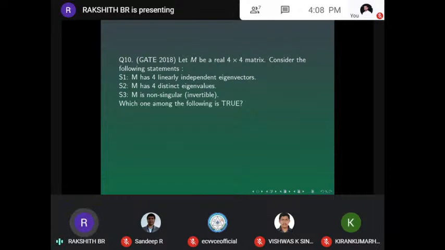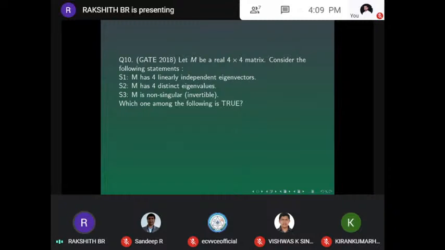So this is an interesting question. It was asked in our GATE 2018. The question is as follows: M is a real 4 cross 4 matrix. Consider the following statements. Statement 1 is that M has 4 linearly independent eigenvectors.